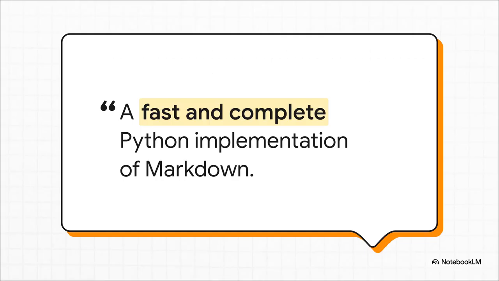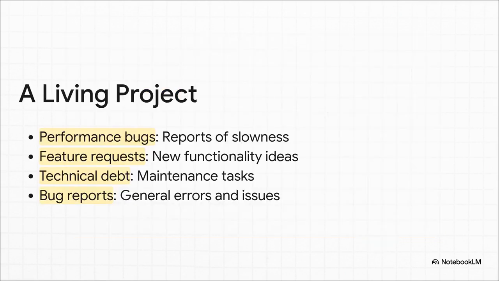And yet, if you go to the official project page for Markdown2, this is what you see. The claim is right there, front and center. A fast and complete implementation. So who's right, the benchmark or the library's own author? The truth is, it's complicated. If you peek behind the curtain and look at the project's GitHub issues, you see the reality of any open source tool. It's a living thing. There are performance bugs, feature requests, technical debt. Speed isn't the only thing that matters, and every single tool has its own set of trade-offs.